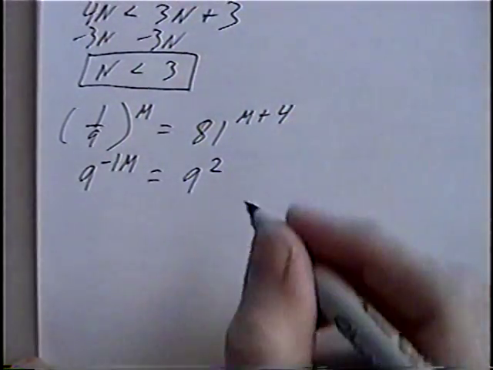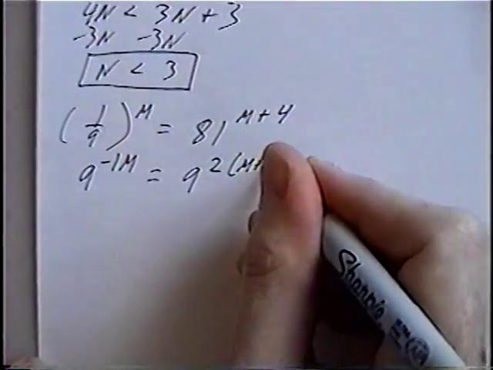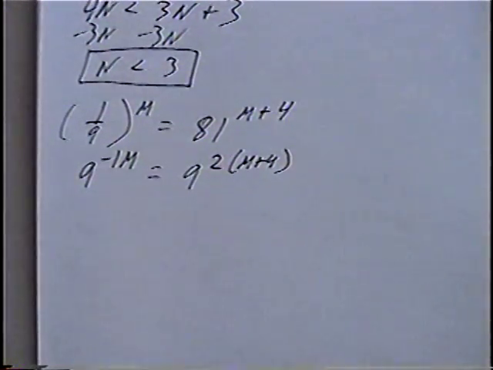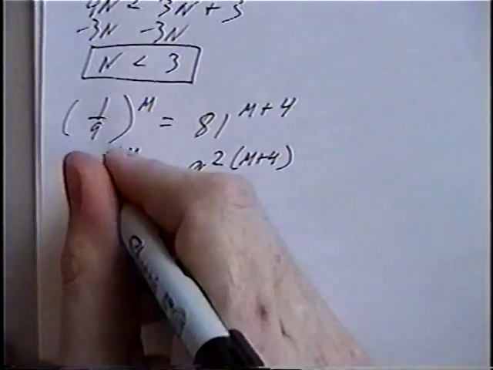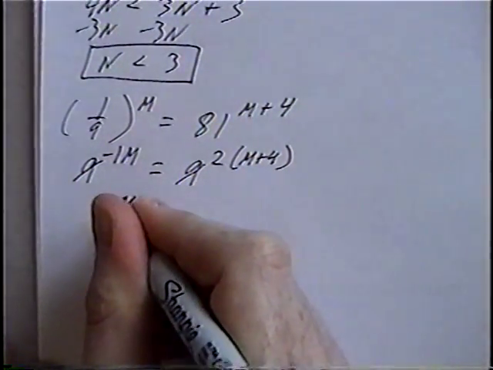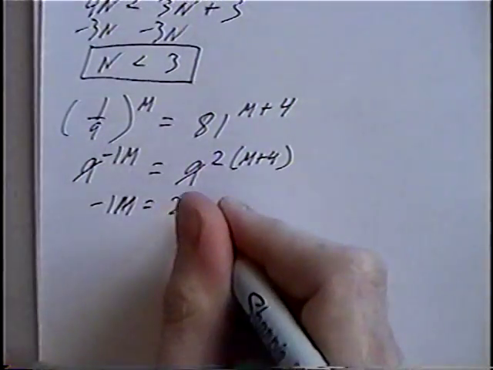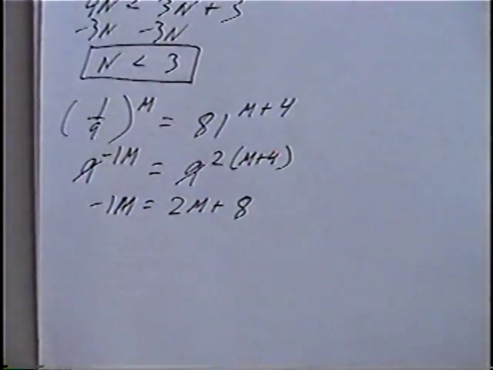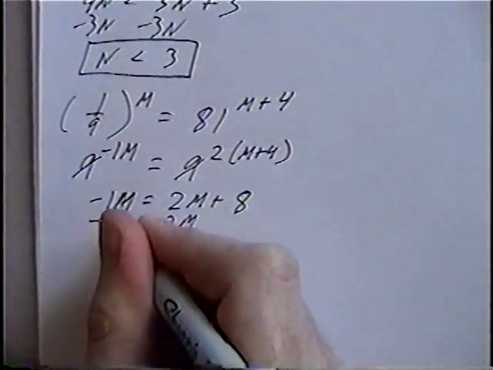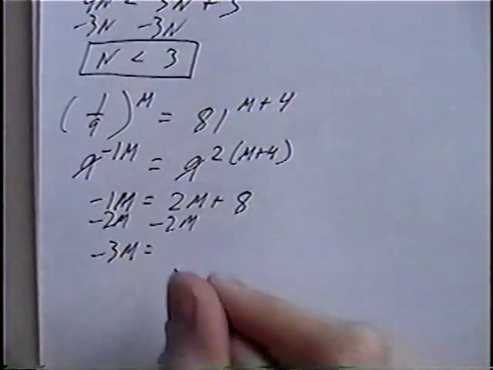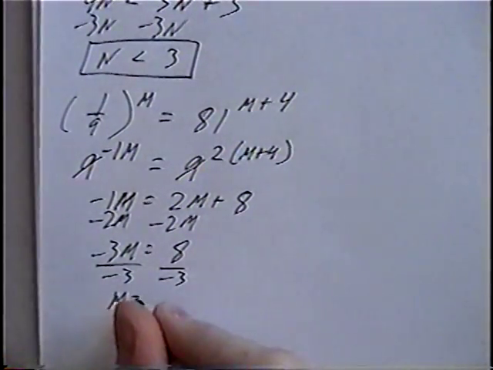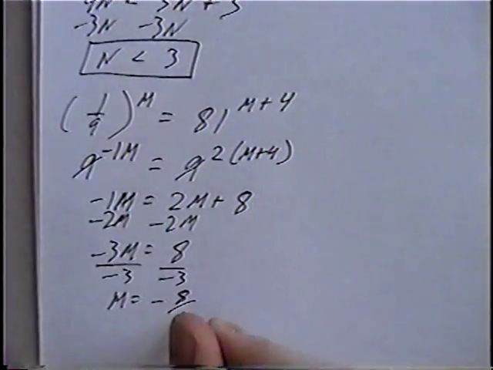And again, when you have a binomial exponent, we can put that in parentheses, so when we solve it, it'll get distributed out. The 9's again are equal, and we have negative 1m equals 2m plus 8. We can subtract 2m from both sides and divide to get our answer. m is equal to negative 8/3.